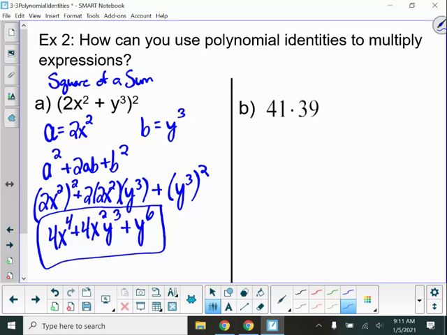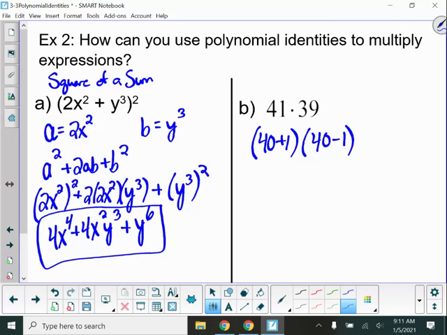Now part B, this one is a little bit different because this is just showing you how you can use the polynomial identities to simplify something like this. This is not something that I think will be extremely useful in the long run, but it does show you an interesting representation from the numbers. So 41 and 39 are both 1 away from the same term. 41 is 40 plus 1. 39 is 40 minus 1.